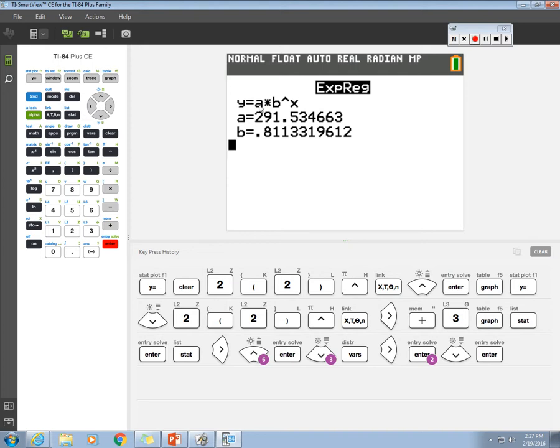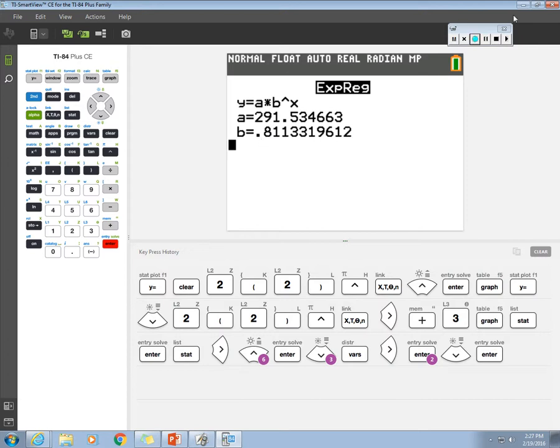A is your start value, sometimes known as initial value. B is your growth or decay factor. And then x is time. Well, when I put in my data, they went ahead and gave me the A value and the B value. So my starting value is about 292. My decay factor is 0.81.